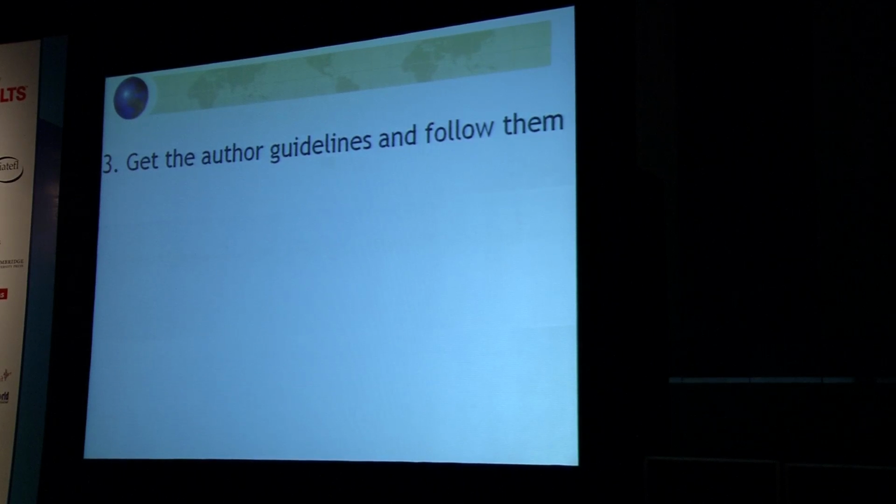Get the author guidelines. All journals have author guidelines. ELT Journal's, for example, are available online. By author guidelines, I mean the style guidelines, word limit, number of references, kind of data, those sorts of things. Get the style guides and write within them.